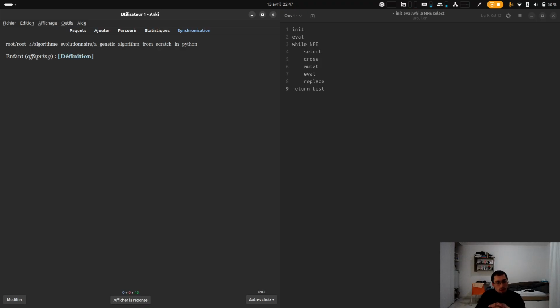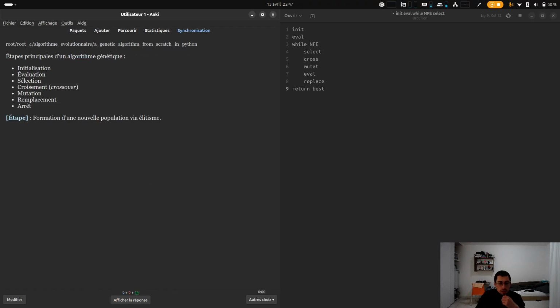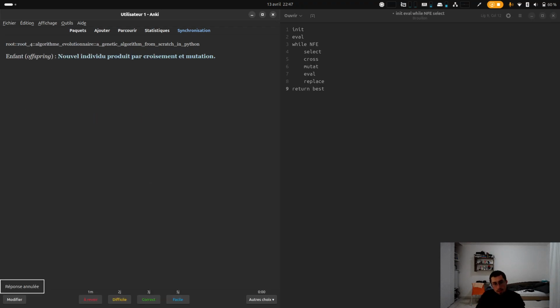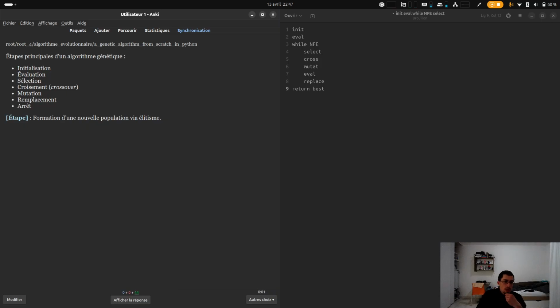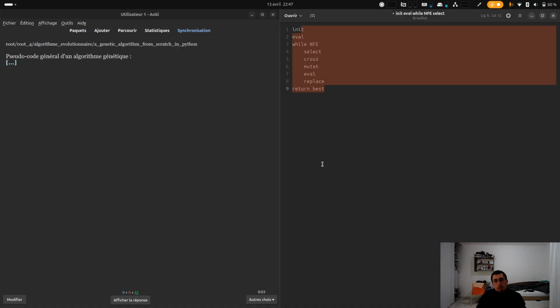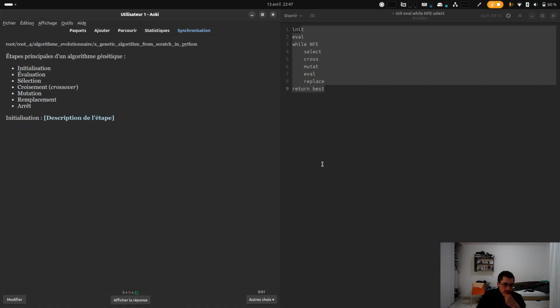Offsprings, these are just individuals from parents that are combined from the parents. New individual, yes, kind of. Oh yes, look. The details is from combination and mutation, the other mutation. So I'll put it in difficult. Formation of a new population, it's like the replacement. That's the main step of genetic algorithm. Well, we have it right here. I would have gotten it.